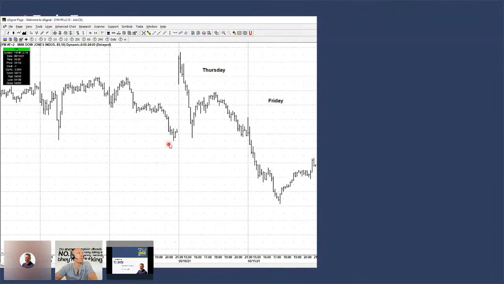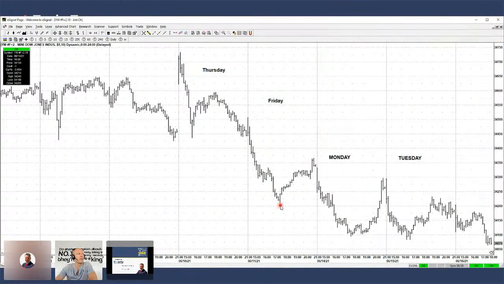Well, let's take a couple of examples. Here's Thursday and here's Friday. So sure, we can argue that the trend is down. What I'm saying here is that my research tells me that the odds are very high with this kind of pattern that you're going to see the low of the Friday being surpassed. And this is the example from this week. Let's take another example.